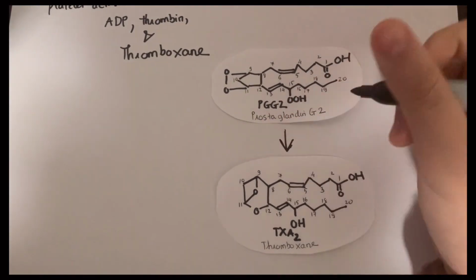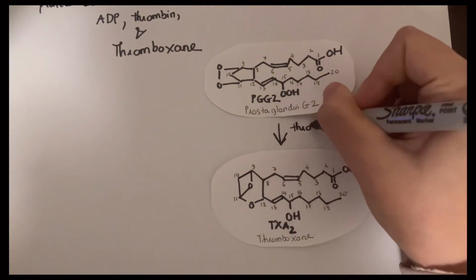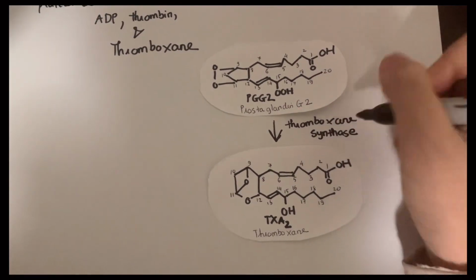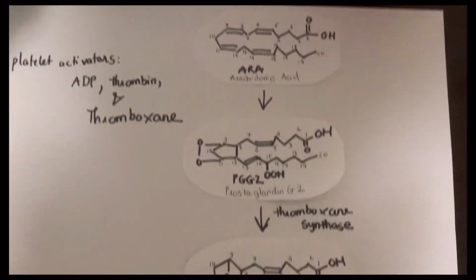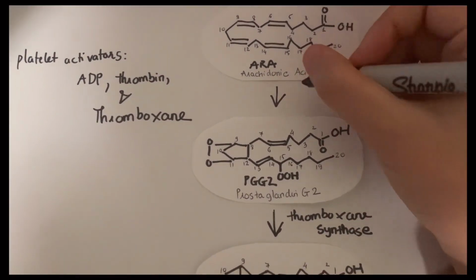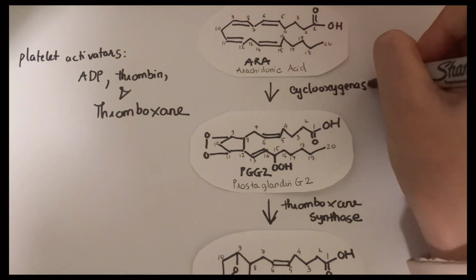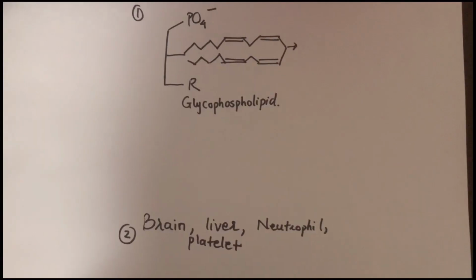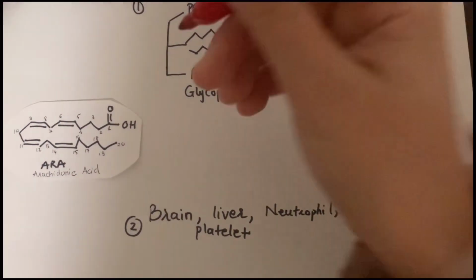The synthesis of thromboxane from prostaglandin G2 is facilitated by thromboxane synthase, which is a 60 kilodalton protein anchored in the endoplasmic reticulum of platelet cells. The precursor of prostaglandin G2 is arachidonic acid, and the synthesis of prostaglandin G2 from arachidonic acid is facilitated by cyclooxygenase. So let's take a quick look at arachidonic acid and where it comes from.